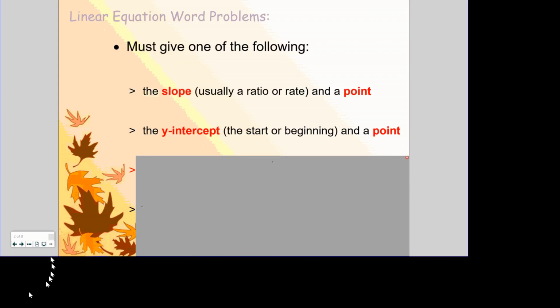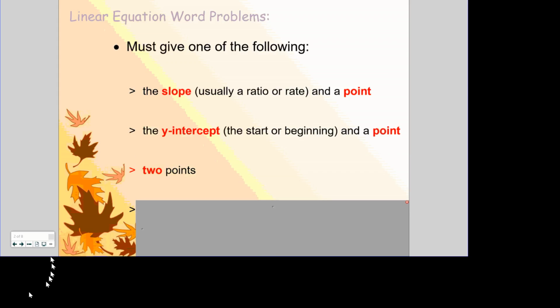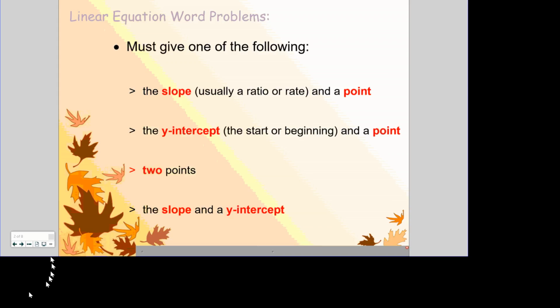The next scenario is you might be given your y-intercept along with a point in the data set. So the y-intercept, remember, refers to the start or beginning amount or value in the scenario. You could also be given 2 different points in the data. So if you're given the 2 points from there, you could calculate your rate or slope. And the last scenario is you might be given the slope and a y-intercept, so a rate and a starting amount. So let's look at some examples.